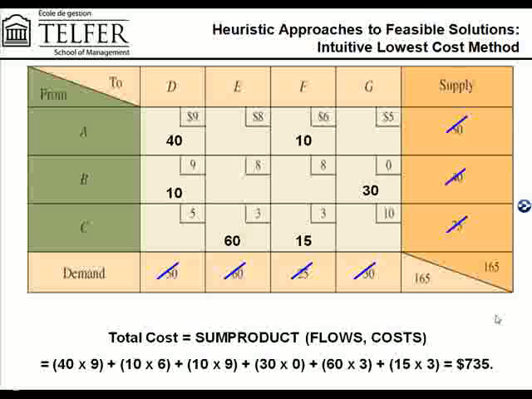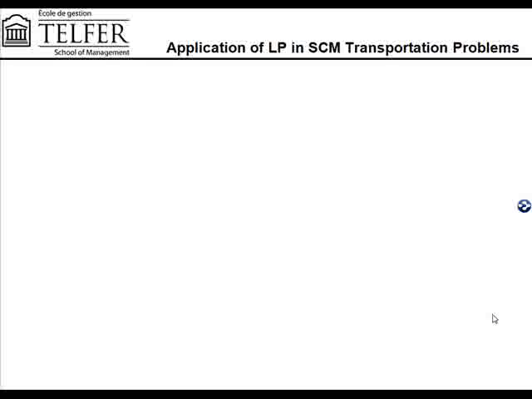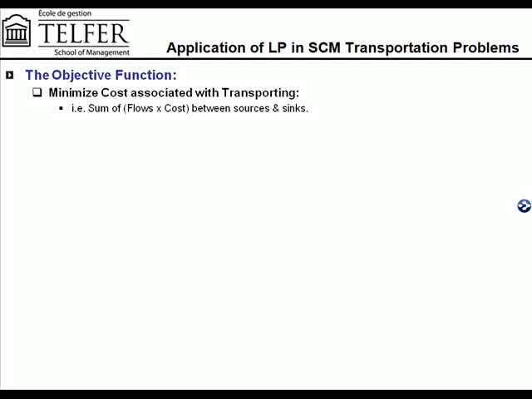So now that we've seen two different heuristic procedures to solve a transportation problem, we're ready to talk about the optimum solution. And for that, we're going to use linear programming to solve the transportation problem. Again, I've already defined linear programming for you, where we have different parts of the problem. So the objective function in the transportation problem is to minimize the cost that's associated with transportation, which is the sum of flow times cost between the various demand points and supply points.